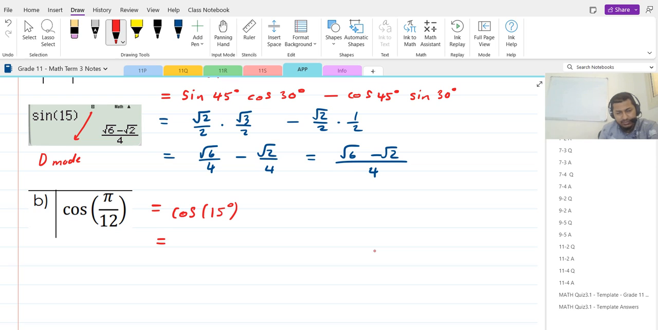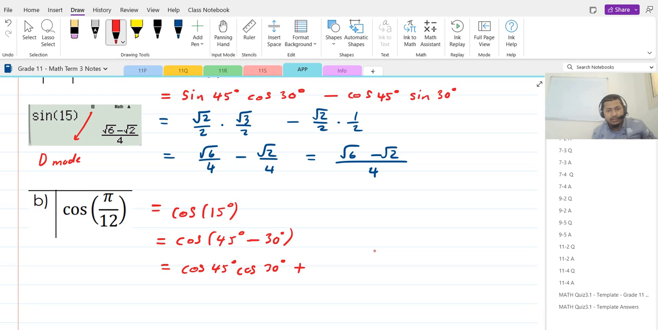We'll use the same concept as before. That's going to become cos of 45 minus 30. So the expansion for cos is cos 45 cos 30 plus, the sign changes, only for sine, the sign remains the same. Right, and sine 45 sine 30. If you do cos 45, there's root 2 over 2. If you do cos 30, you can use a calculator for this. Cos 30 is root 3 over 2 plus sine 45 is root 2 over 2, and sine 30 is half.